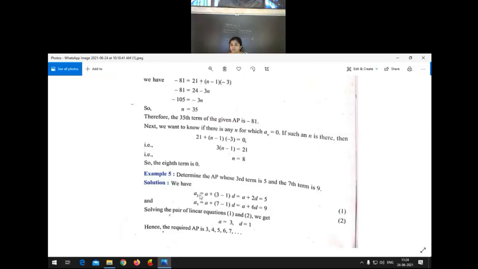Here you just observe a 3, the third term. That is general form a plus n minus 1 into d. That is a plus 3 minus 1 into d, that is a plus 2d, which is equal to 5. Directly you can take a plus 2d is equal to 5 also. First term is a, second term is a plus d, third term is a plus 2d. So third term is given, in the sense directly you can start the problem with the third term, that is a plus 2d is equal to 5.